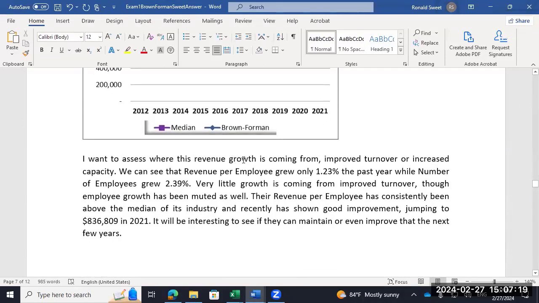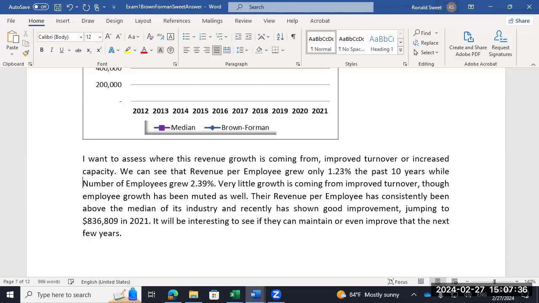I want to assess where this revenue growth is coming from. Revenue growth is coming from improved turnover or increased capacity. We can see that revenue per employee grew only 1.23% over the past 10 years, while number of employees grew 2.39%. Very little growth is coming from improved turnover, though employee growth has been muted as well.